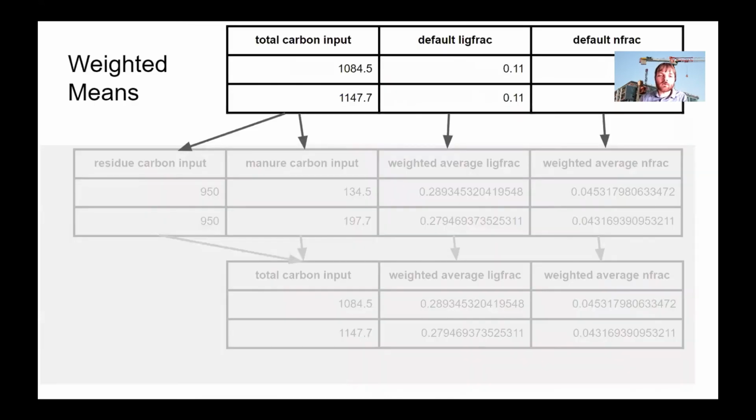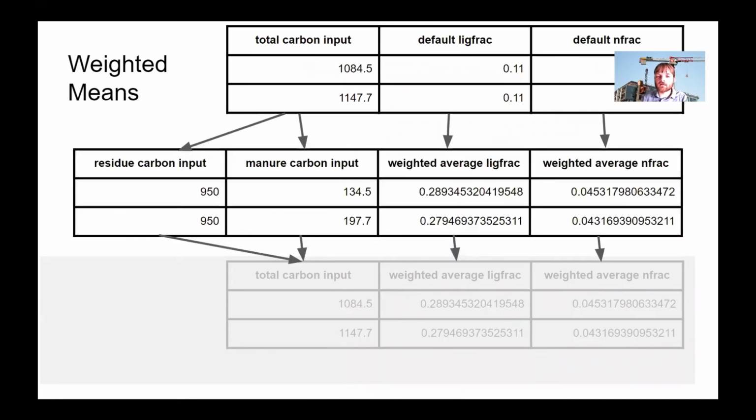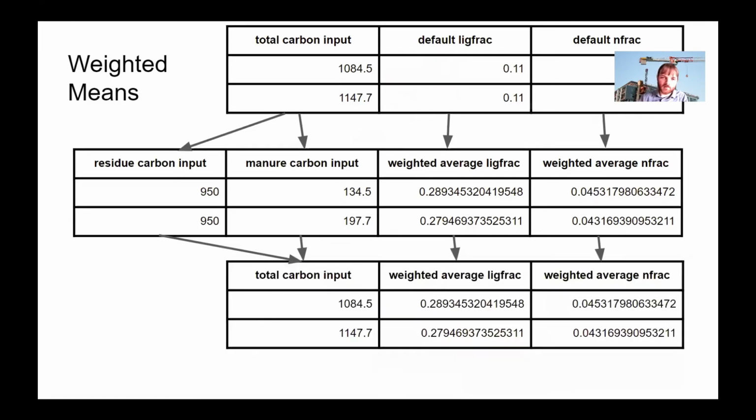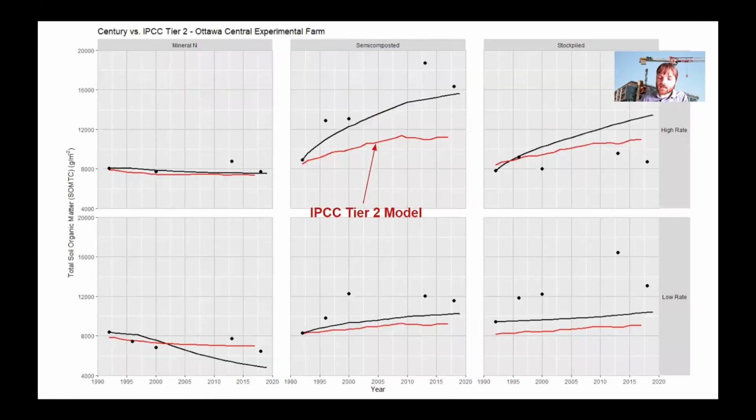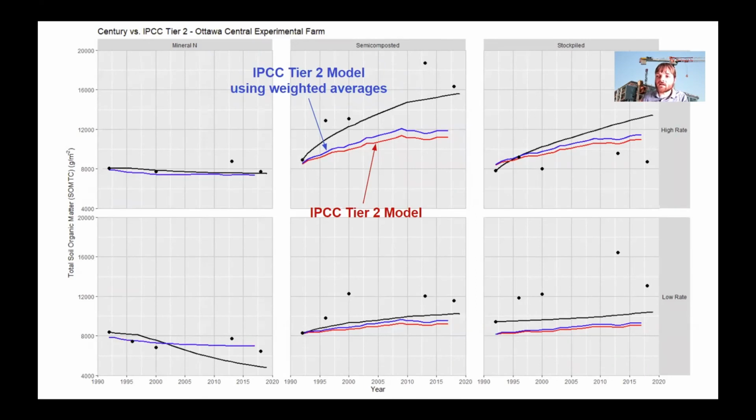So one way we can get over this is by using weighted means. If we are able to separate out the amount of residue carbon and manure carbon, we can calculate weighted means of our lignin and nitrogen contents, and put it back into the original spreadsheet with just total carbon input, but with our weighted means. And what we get looks something like this blue line. Okay, a little bit better. It's still not perfect.